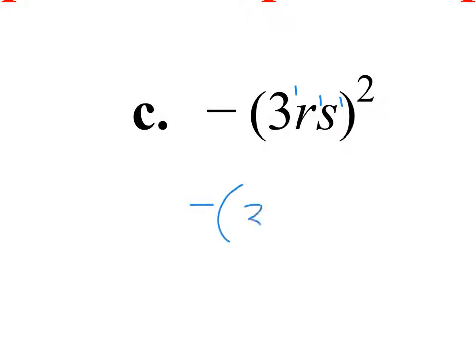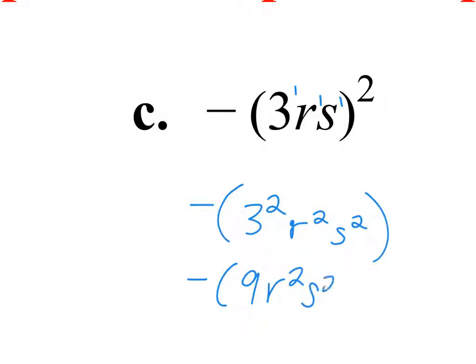So that would become 3 squared times r squared times s squared. Still in the parentheses, because there's a negative outside of it. Okay, what is 3 squared? It's 3 times 3, which is 9. So now it's negative 9r squared s squared.